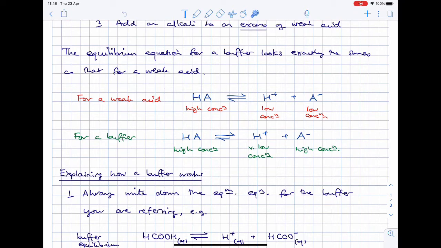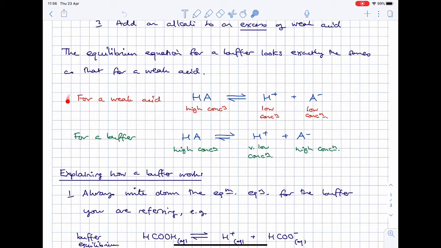So the buffer will work like this. If you add a bit of acid to this buffer mixture, according to Le Chatelier's principle, the equilibrium will shift to the left-hand side. And this is possible because we have a high concentration of the conjugate base to accept those added protons and shift the equilibrium to the left-hand side.